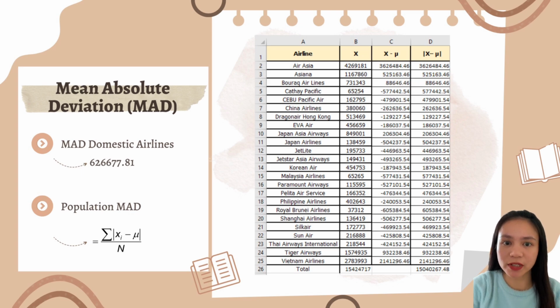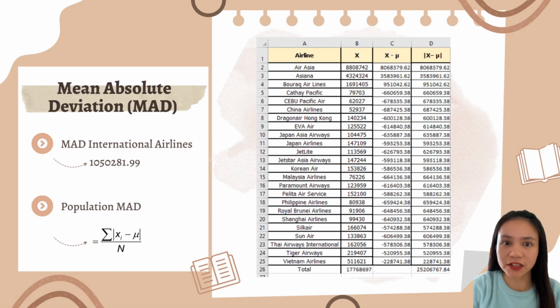Next, mean absolute deviation, where domestic airline 626677.81 and international airline 1050281.99, which is higher than domestic airline.